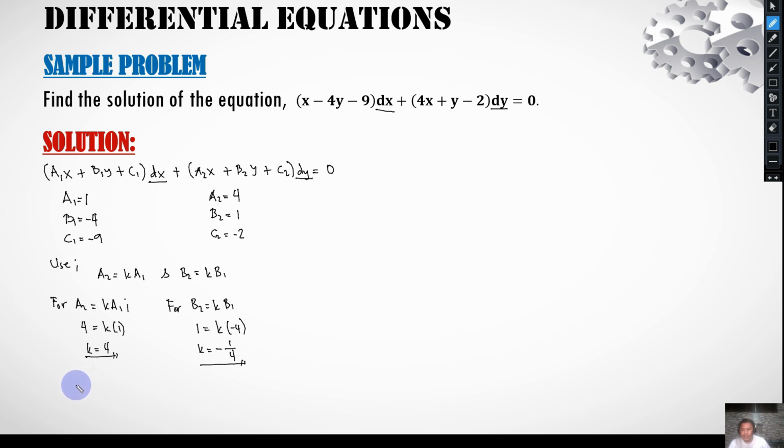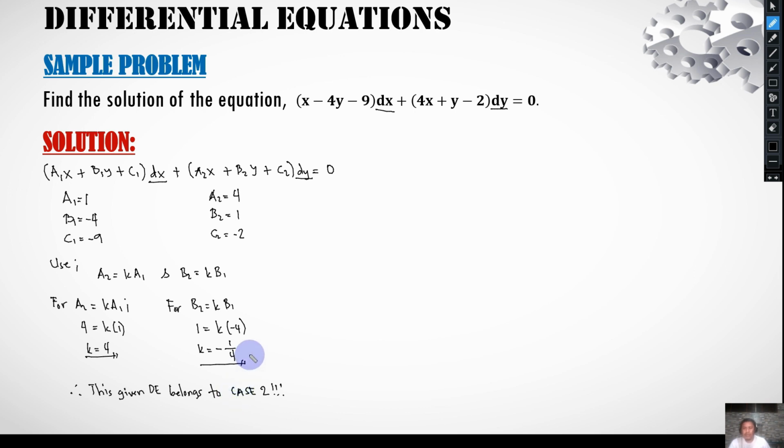So therefore, we can say that this given DE belongs to case number 2. Okay? So we are now decided, no, that this one belongs to case number 2.